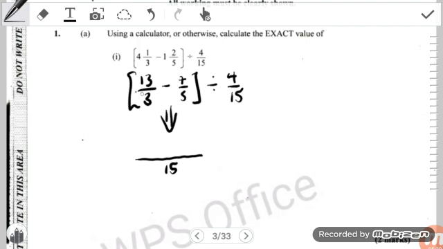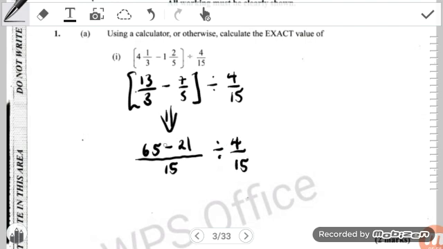So 3 goes into 15, or 15 divided by 3 is 5, and we multiply the 5 by the numerator. So that's 5 times 13, 65. And 5 goes into 15 3 times. 3 times 7 is 21. Okay. All right, and then the whole entire result there will be divided by 4/15.